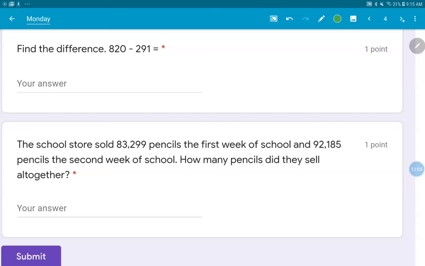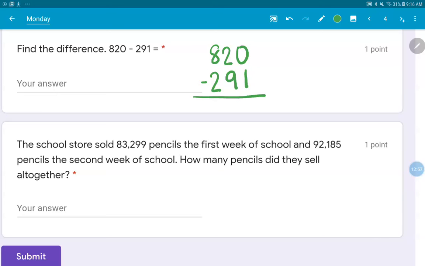All right, two more questions. Find the difference. So that tells me I need to find the answer to the subtraction problem. 820 minus 291. Dylan, how did you do that one? I don't know, but I got mine wrong. Okay, well tell me what we need to do. We need to subtract 291 from 820. Okay, so what do we do first? Where do we start? What place value do we need to start with? The ones. So if I have zero, can I take one away from that? Nope. So what do I do?